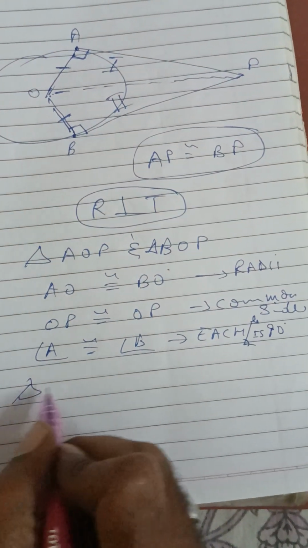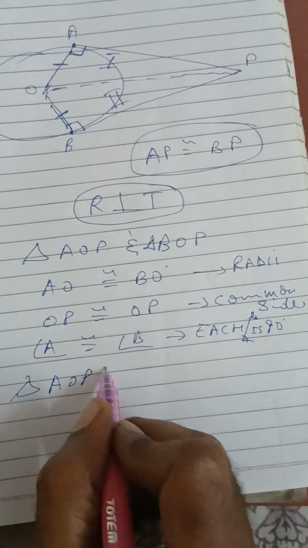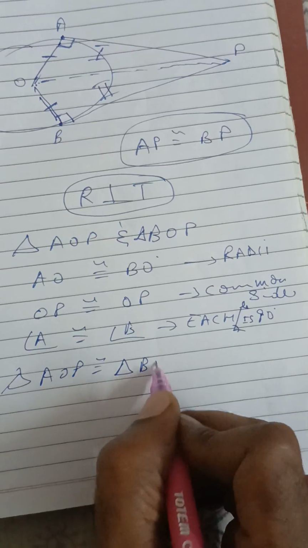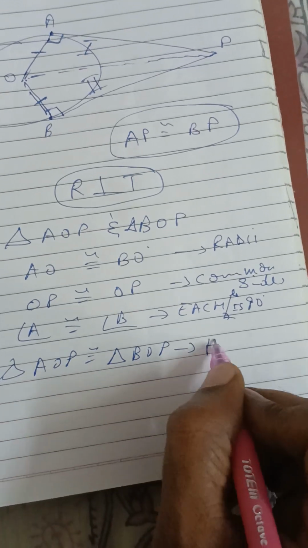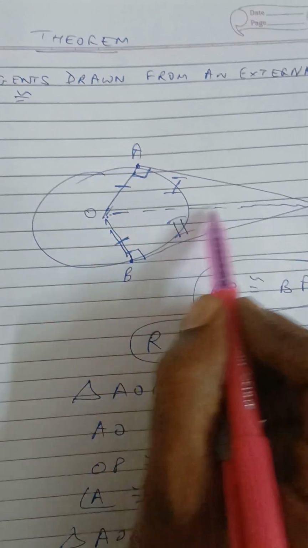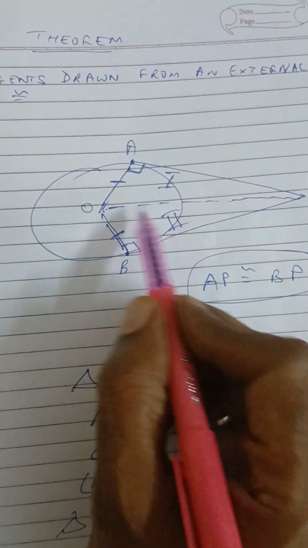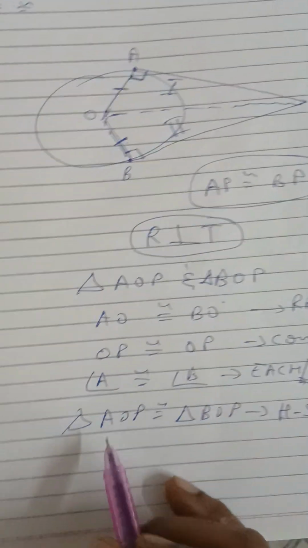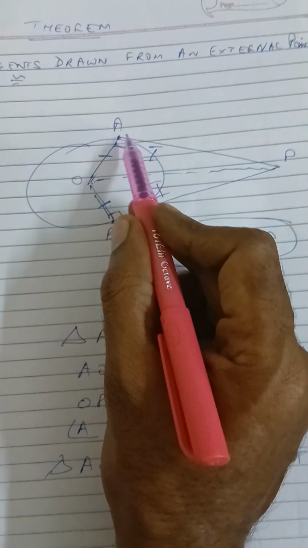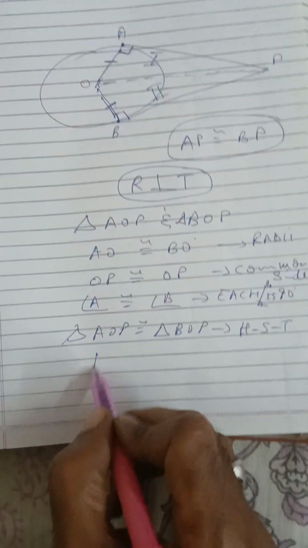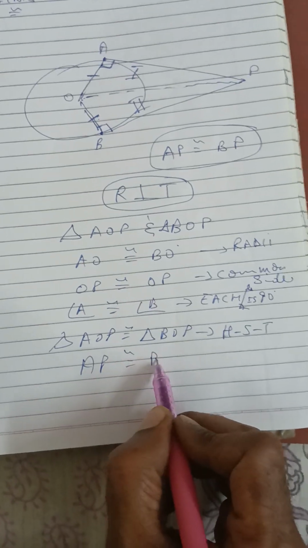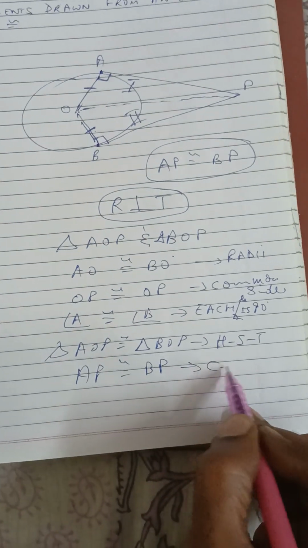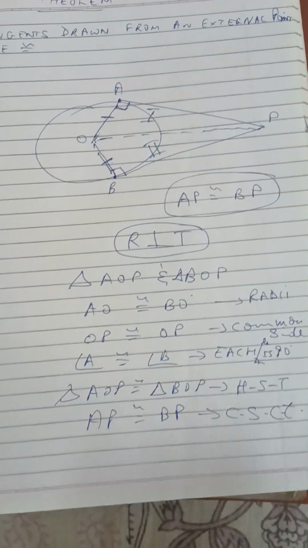Therefore, I can say triangle AOP is congruent to triangle BOP by the hypotenuse side test. So by the hypotenuse side test, here also I have got a hypotenuse and a side, the two triangles are congruent. Therefore, I will get AP congruent to BP. That is called the corresponding sides of congruent triangles.